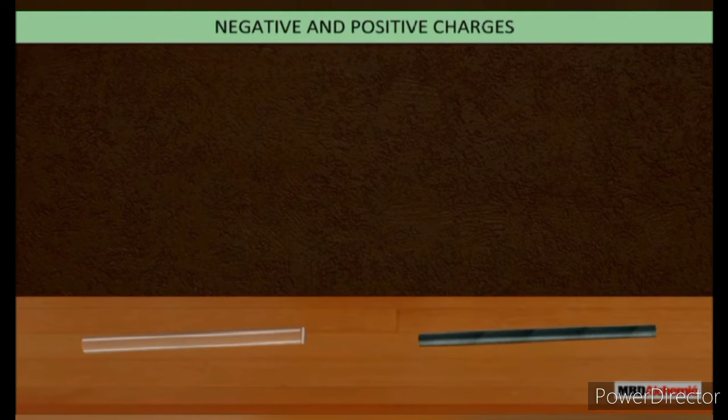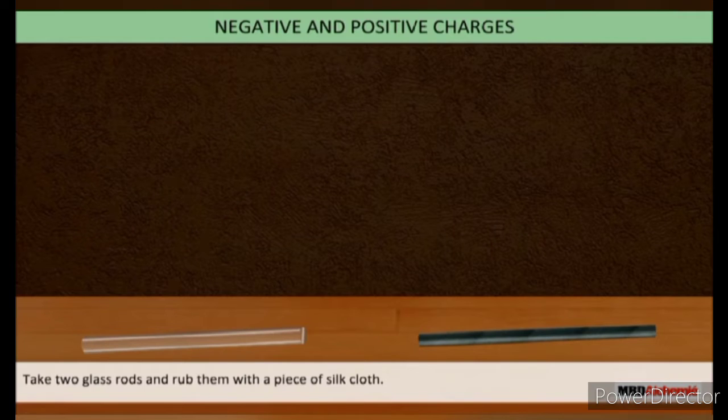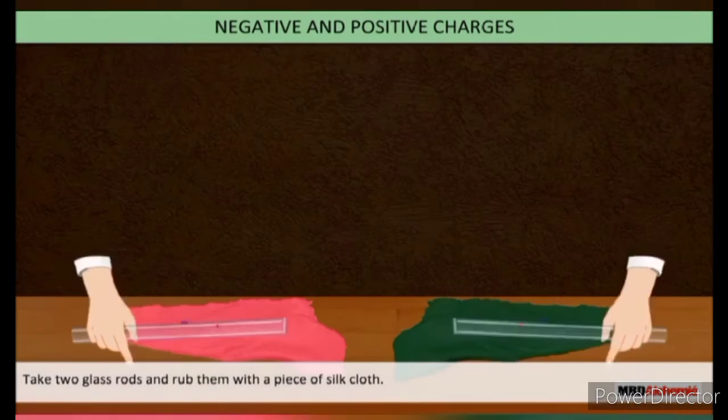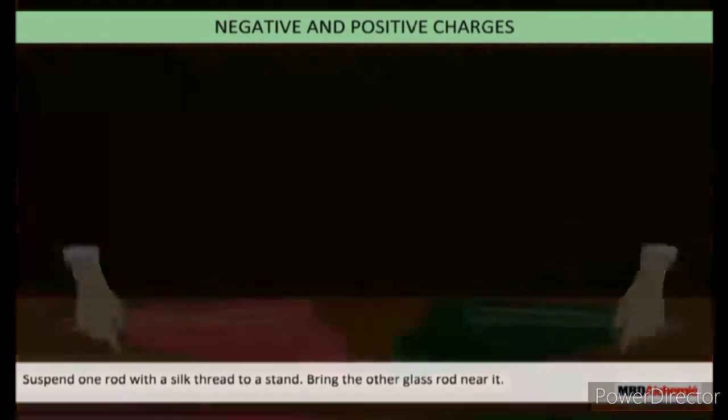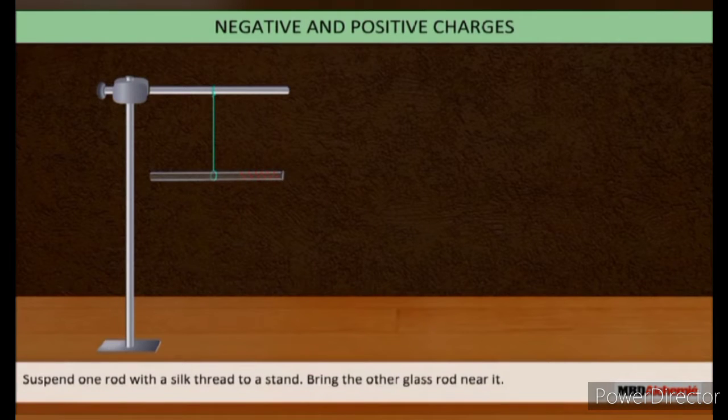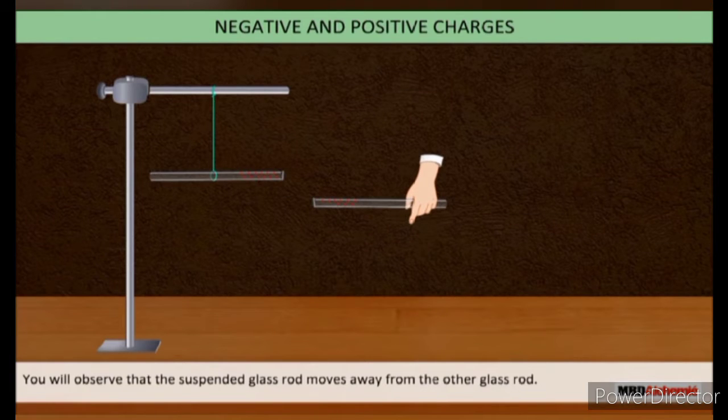Negative and positive charges. Take two glass rods and rub them with a piece of silk cloth. Suspend one rod with a silk thread to a stand. Bring the other glass rod near it. You will observe that the suspended glass rod moves away from the other glass rod.